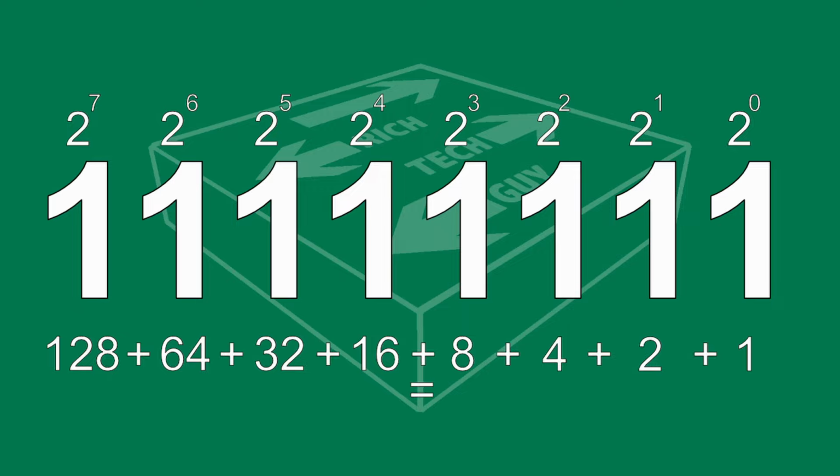By adding the numbers for each digit that is represented by a 1, we can get the equivalent decimal number. In the case where all of the 8 bits are 1, as we're looking at here, the resulting decimal number is 255. Now let's look at another example.